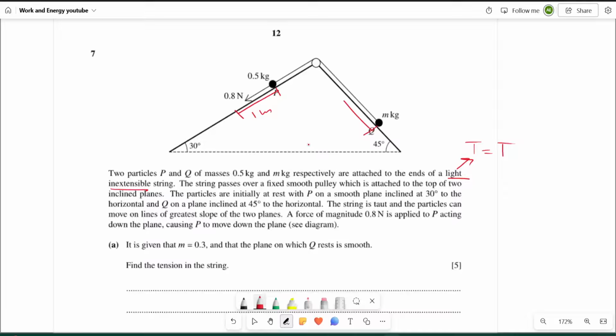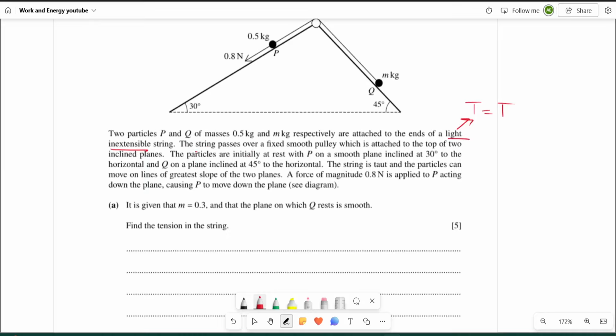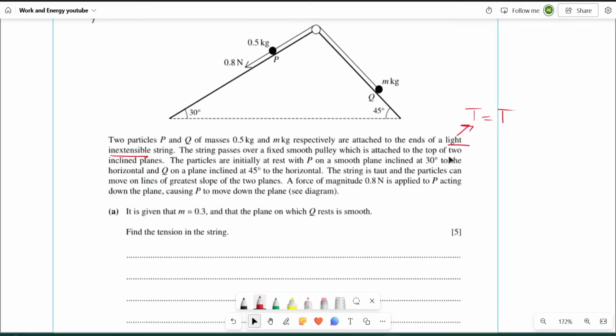The displacements are also the same for the particles. Okay? These are all written in and compiled for you in the course I spoke about in the beginning. The string passes over a fixed smooth pulley. There is no friction in the pulley, which is attached to the top of two inclined planes.